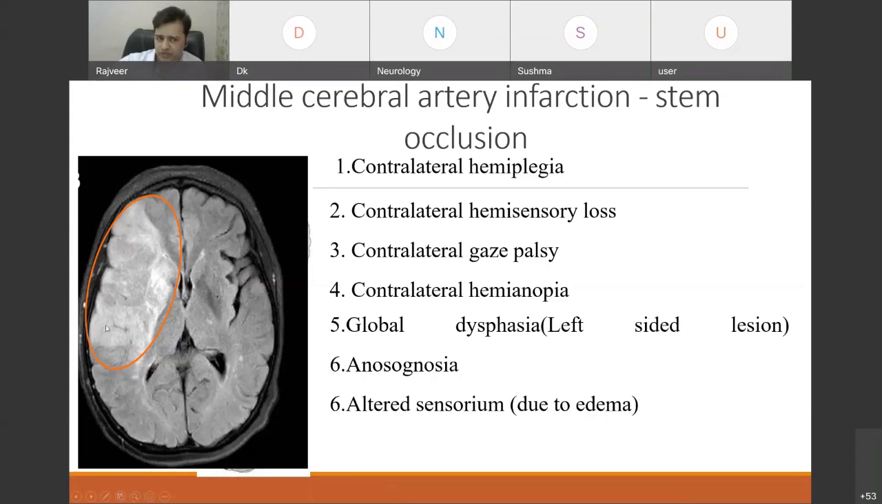Altered sensorium is due to the fact that if the infarction is large, there will be edema, with compression involving the reticular activating system or compression of the brainstem. So the patient may also develop altered sensorium.